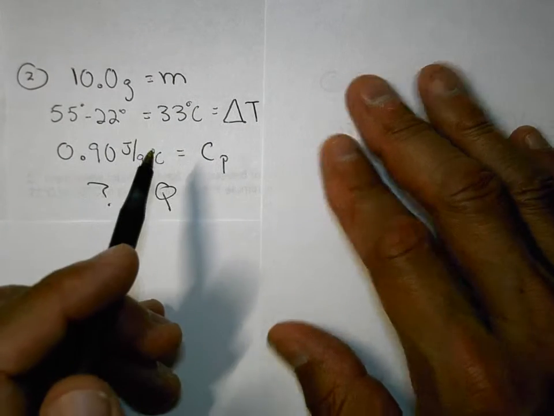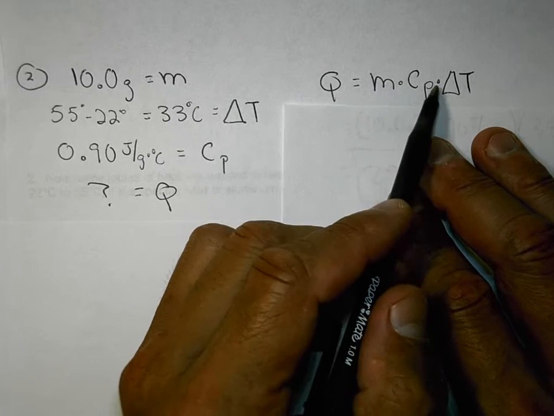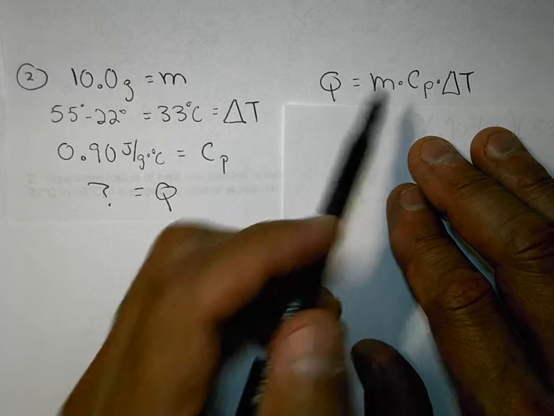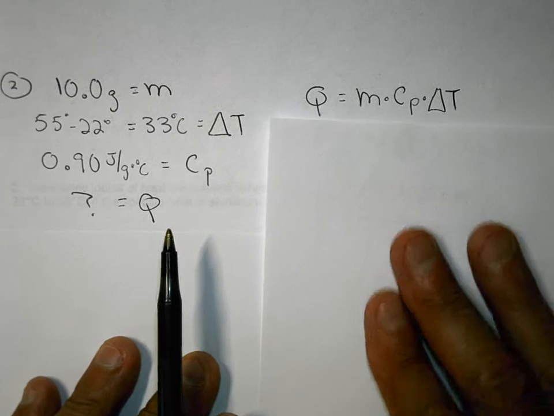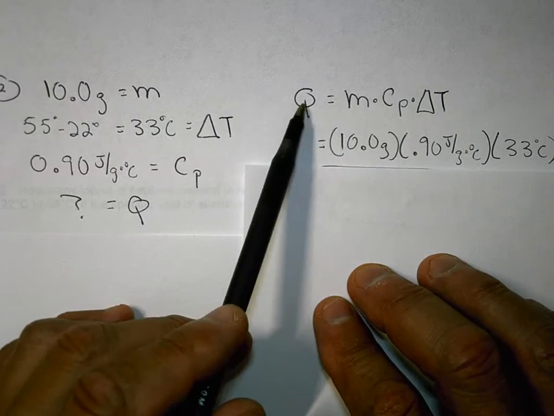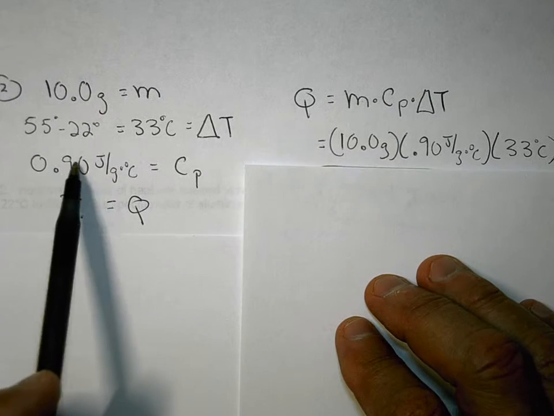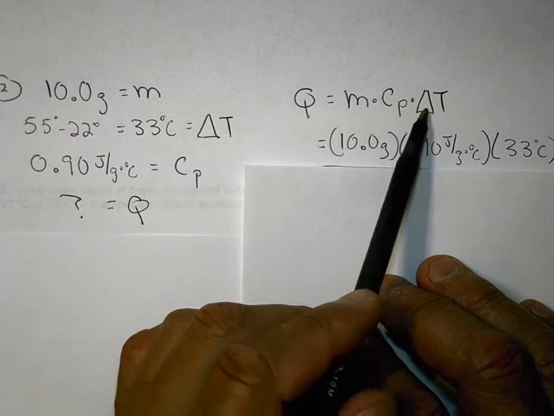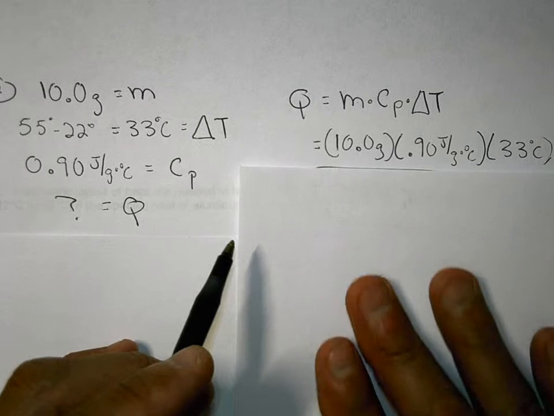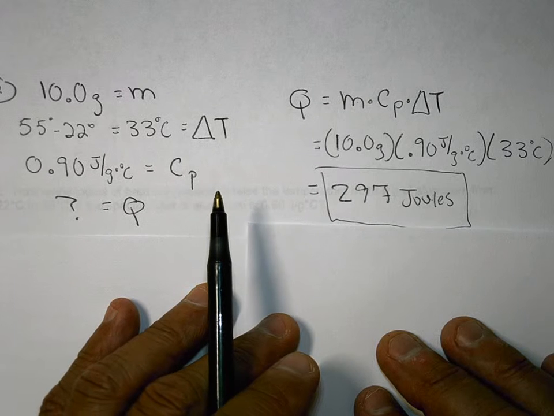Okay, so what we're going to do is we set Q equal to M times CP times delta T. The little dot means times, okay? We plug in our values like that. Remember, mass is 10 grams, specific heat is 0.90, and delta T is 33, okay? And that comes out to 297 joules, all right?